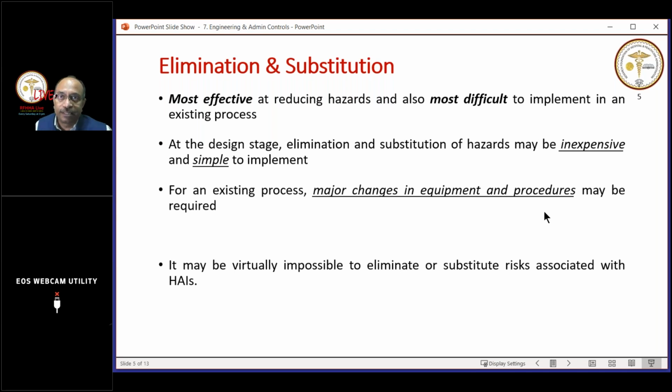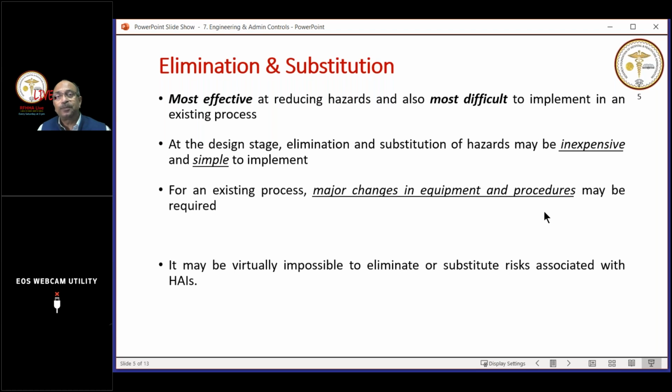Major changes in the equipment and procedures may be required. Why? Because we are trying to do elimination and substitution, and naturally we will need to find the alternative technology or the alternative material, and this may necessitate modifying our equipment in a major way or modifying our procedures in a major way.